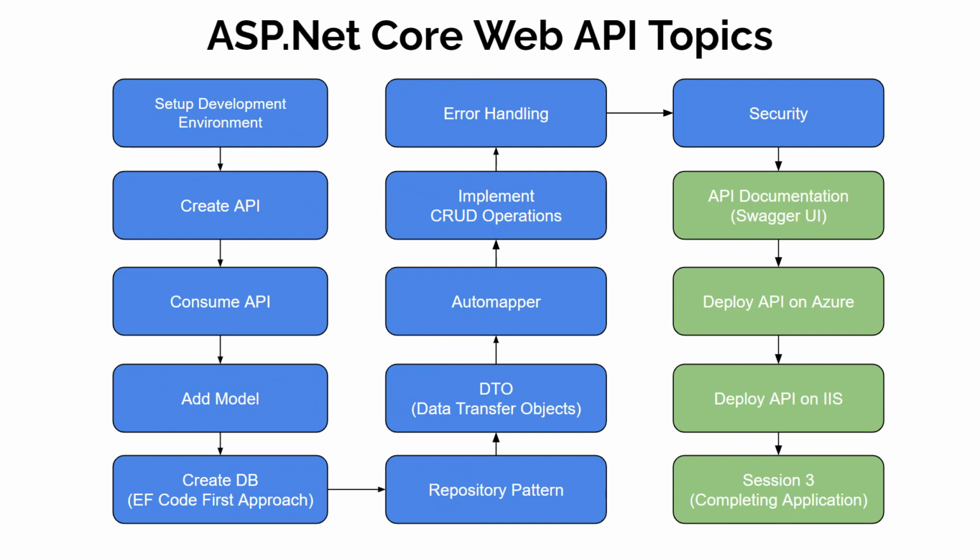So with this video, we have completed our security section. Next, we had a plan to generate API documentation using Swagger UI, but I am skipping this section and we will cover it later once the application is completed. So next we'll learn how to deploy this API on Azure.